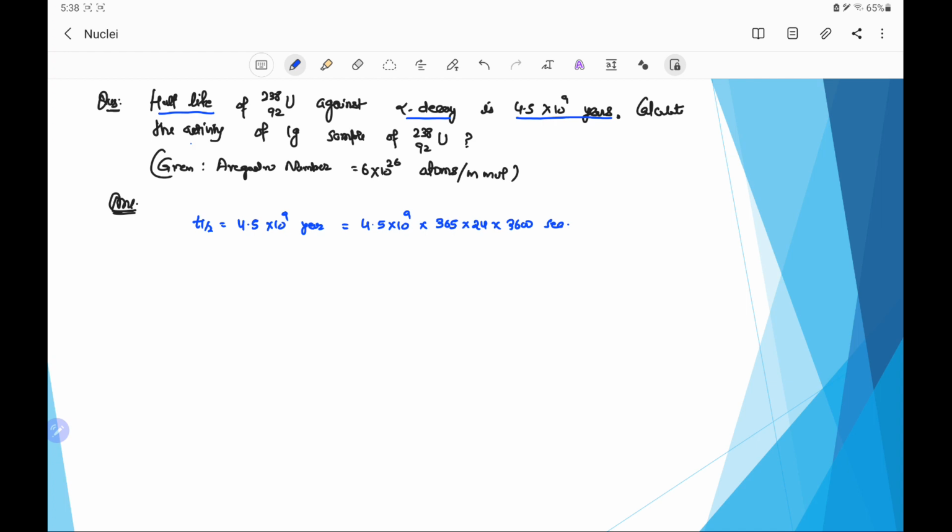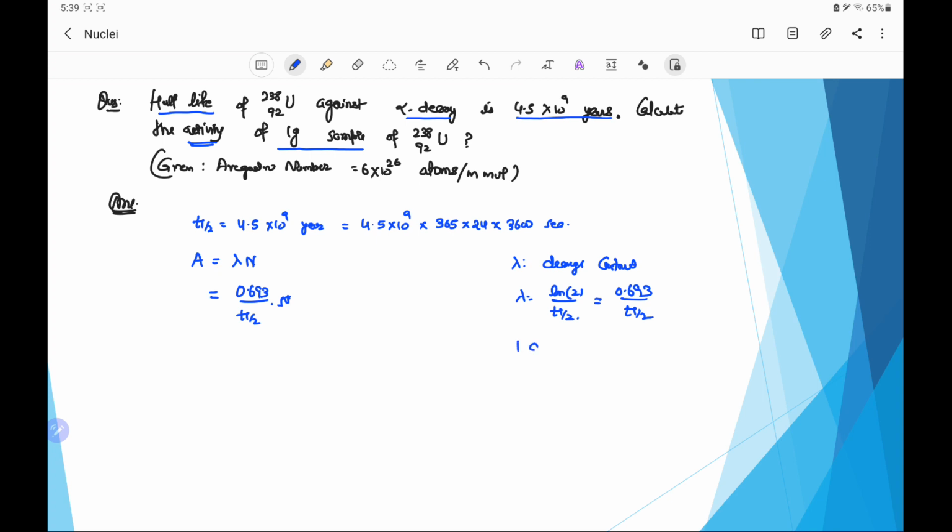Now we have to calculate the activity or rate of decay of a 1 gram sample of the uranium nucleus. Activity or the rate of decay is equal to lambda N, where lambda is the decay constant, and this decay constant lambda is equal to log 2 by half-life, and this log 2 has the value 0.693. So lambda is 0.693 divided by half-life, into N, the number of nuclei at the instant.